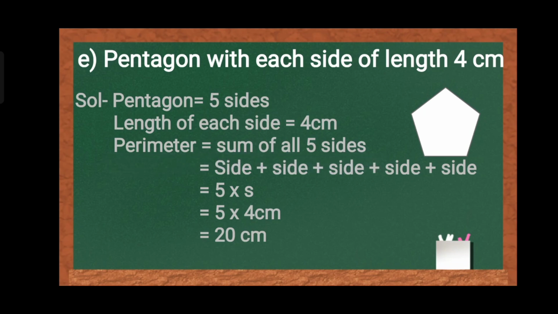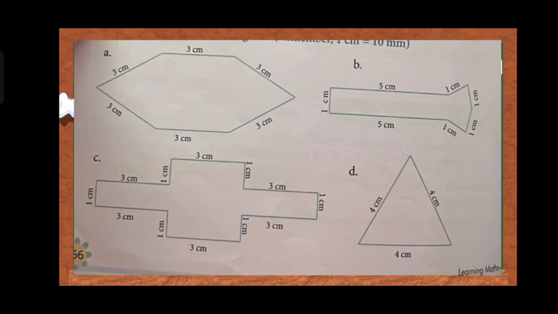Perimeter is equal to sum of all sides. Side plus side plus side plus side plus side. So how many sides are there? 5 sides are there in a pentagon. So 5 into s. So 5 fours are 20 centimeter. Part F is your homework.